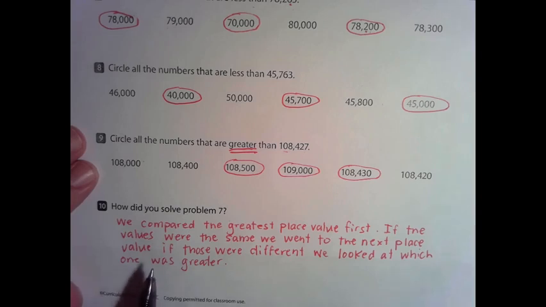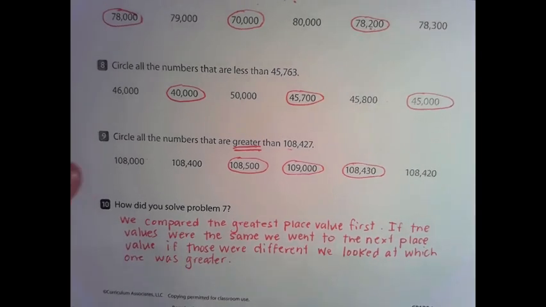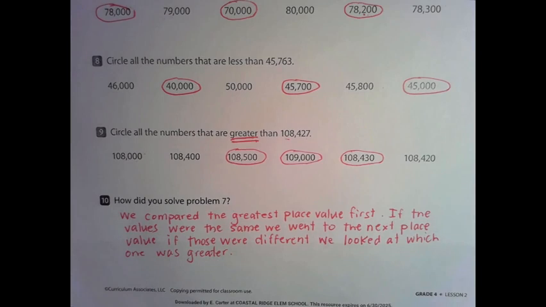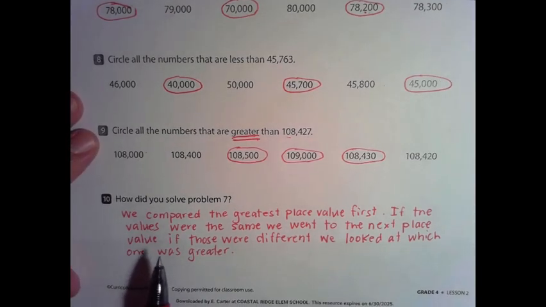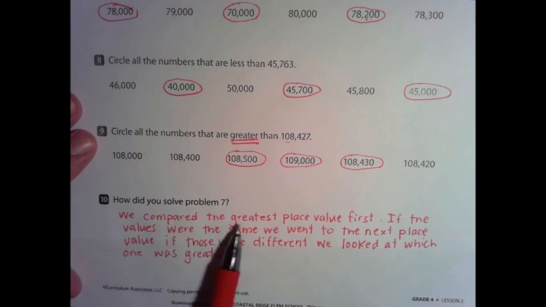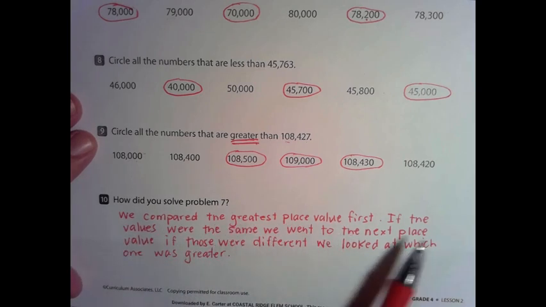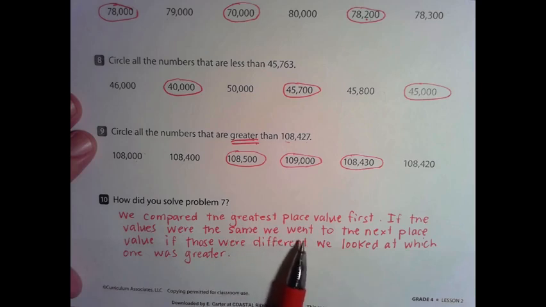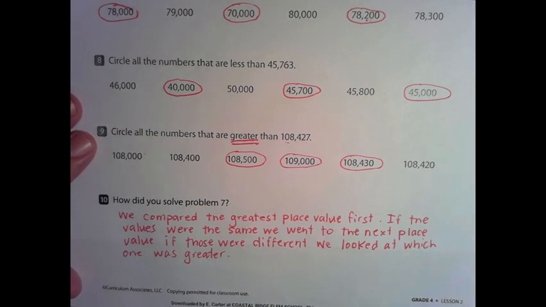All right, so how do we solve problem 7? Well, this is what I wrote, and you can have something similar or look at my answer. If it makes sense to you, copy it down. So we compared the greatest place value first. If the values were the same, then we went to the next place value, and if those were different, we looked at which one was greater or less than, and that's where we compared them.